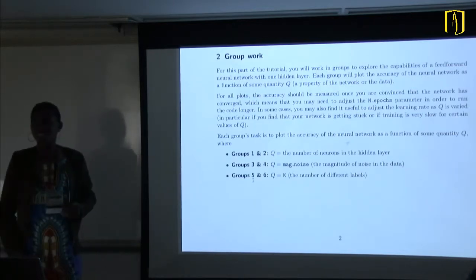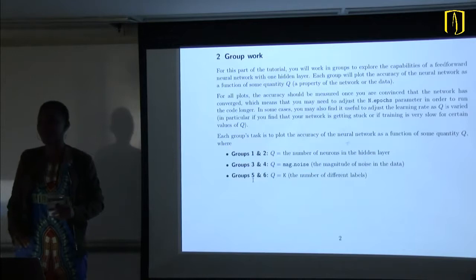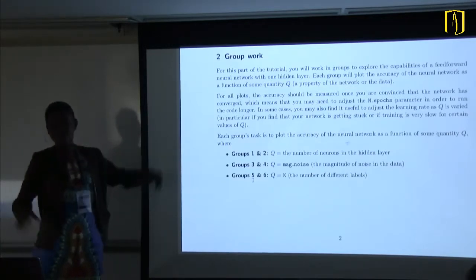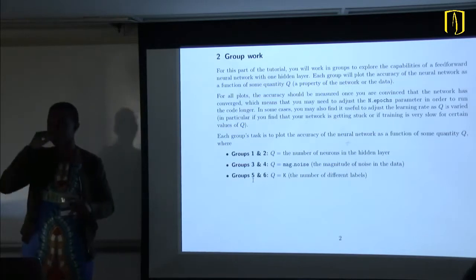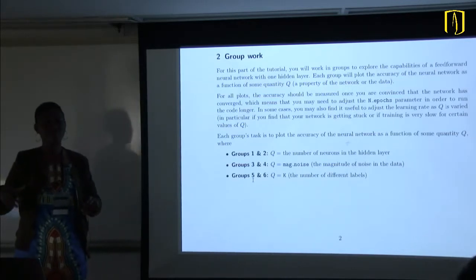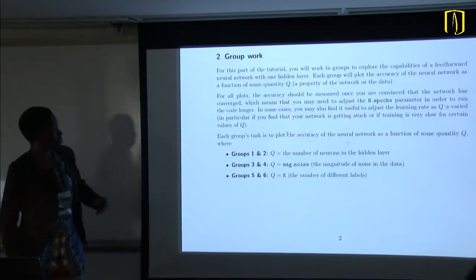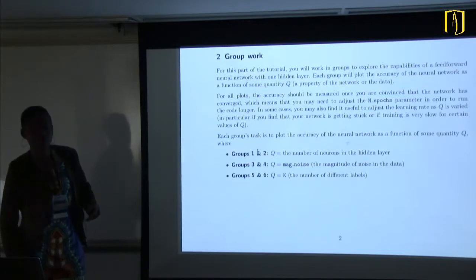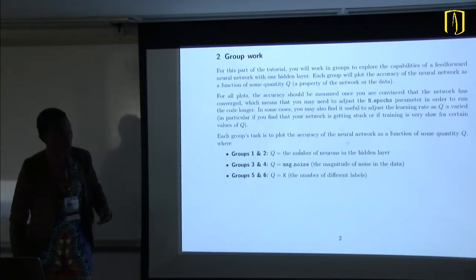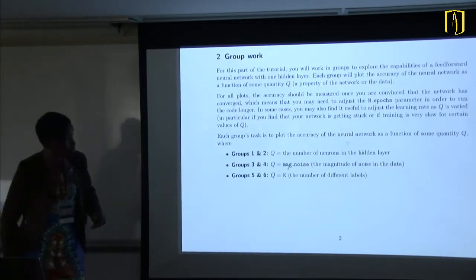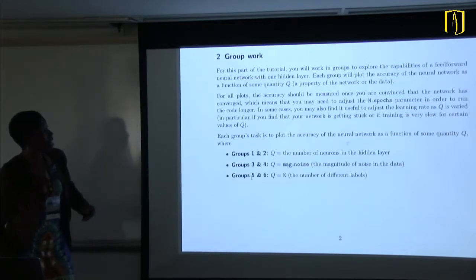So I don't know how feasible it's going to be. If we could divide ourselves, maybe after 30 minutes, into 6 groups, and then maybe one group on one row, or however you're going to divide it, is going to just deal with plotting the accuracy of the neural network with respect to the number of neurons. Another group will deal with plotting the accuracy with respect to the noise, and the other one will plot the accuracy with respect to the number of labels, right?